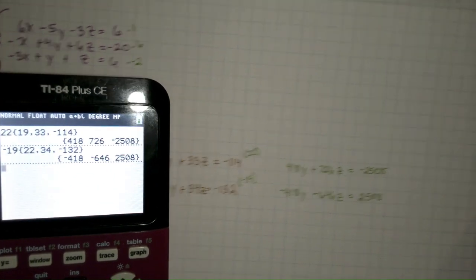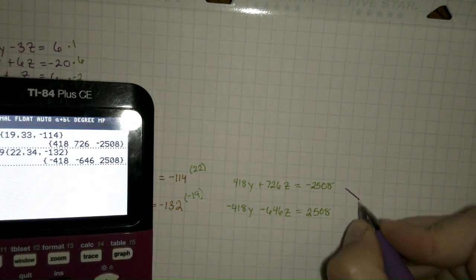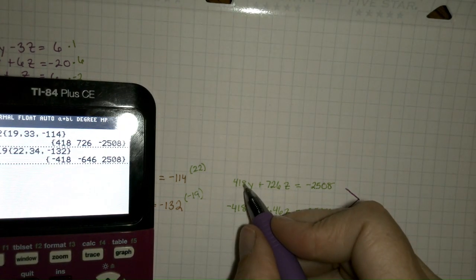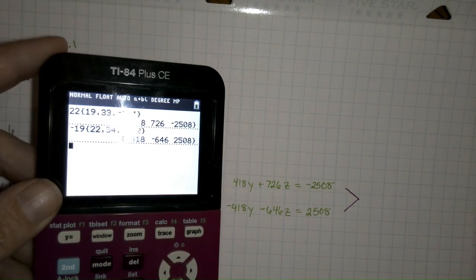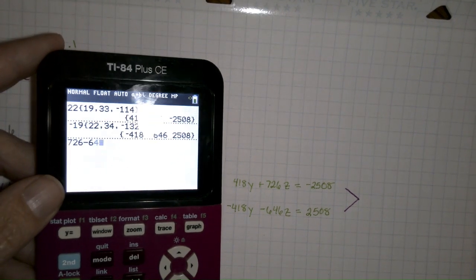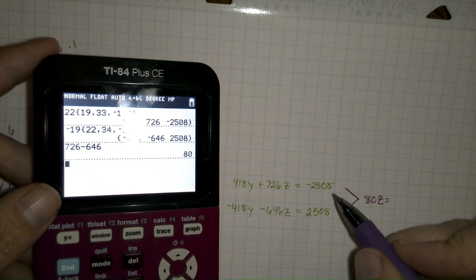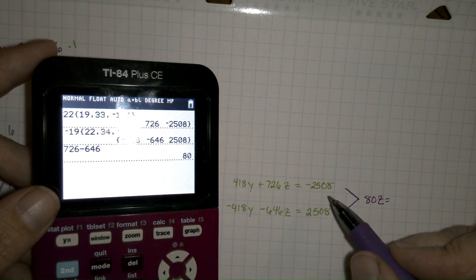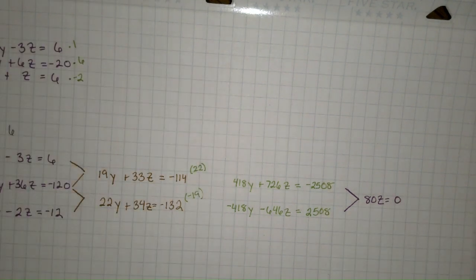So when I add these together and do the next round of the tournament, right? 418y, negative 418y, when I add those together, they cancel out. 726 minus 646 is 80, so we have 80z. And negative 2,508 plus 2,508 is 0. We still have a variable, so we still have a solution. This is not a no solutions, this is not a many solutions.